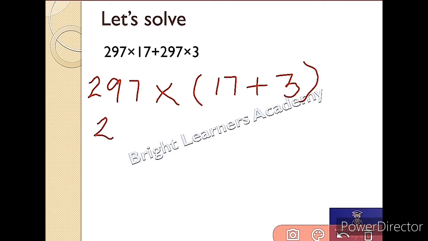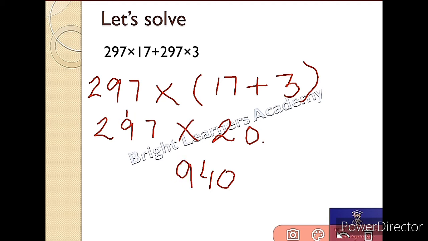So 297, now I will solve my bracket first. 17 plus 3 is 20. Now just multiply it. So it would be 0 because there is 0. Now just multiply 297 by 2. So it would be 7 2s are 14. 1 carry over. 9 2s are 18 plus 1, 19. 9 here. 1 carry over. 2 2s are 4 plus 1, 5. So your answer would be 5,940.